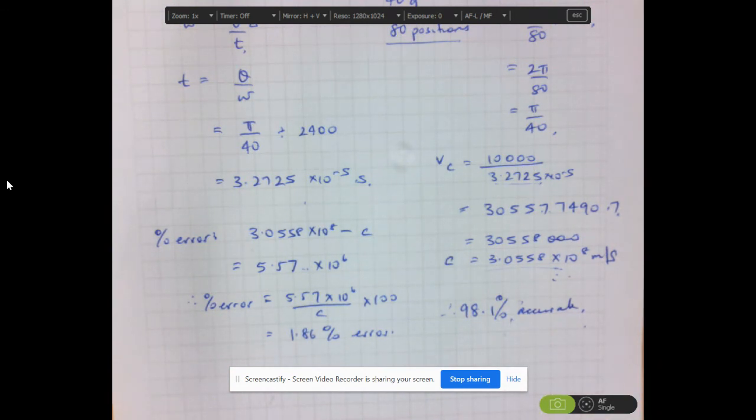Have a go now and see if you can reverse engineer for question C. Okay, thank you.